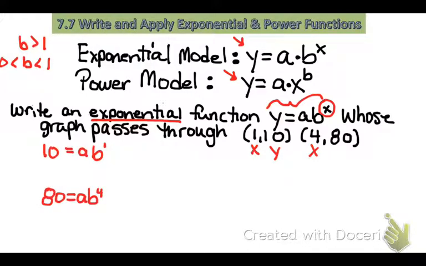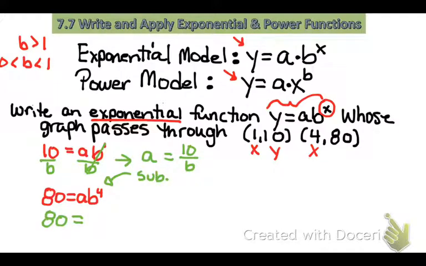I'm going to go back to the first equation, and we're going to get the a on the side all by itself. So if I divide both sides by b, we end up with a is equal to 10 over b. Now that I know a is equal to 10 over b, I can substitute this value into my second equation. So we'll end up with 80 equals, and then instead of the a, we're going to put in 10 over b times, and we have to bring the b to the 4th power down.